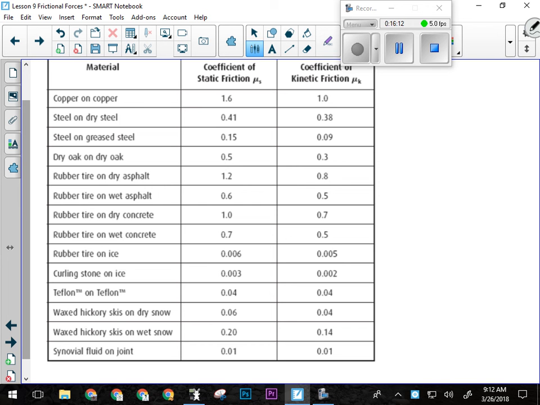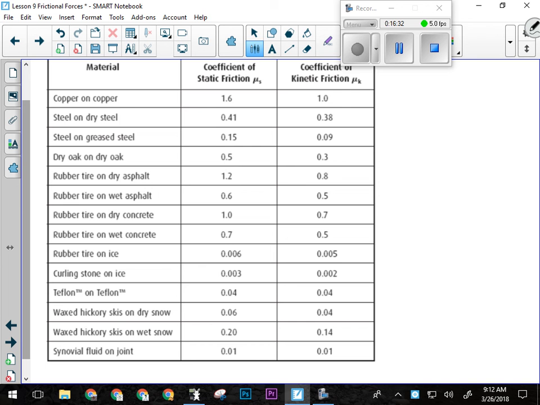Curling stone on ice, also pretty low. They're made of rock. Teflon on Teflon, pretty low. And if you've done any cross-country skiing, you'd use different kinds of wax. Different kinds of wax have different coefficients of friction. And then this one here, synovial fluid in your joints.